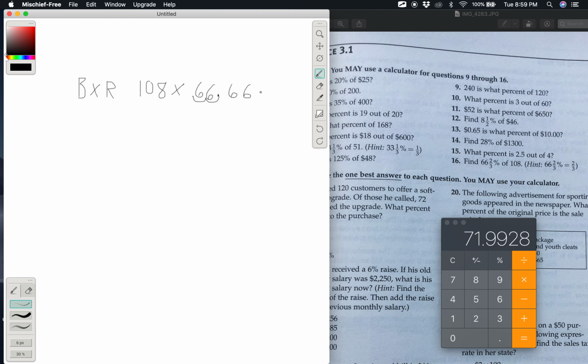Actually, in this case, remember, since it's not dealing with currency, we actually need to round it off. So 71.99, we need to round off to 72. Just want to check and confirm that is 100% as well. Yep, we rounded off to 72. Perfect. Okay.